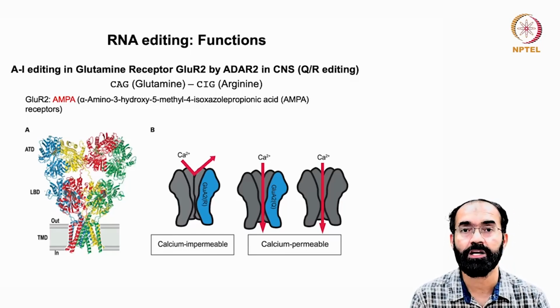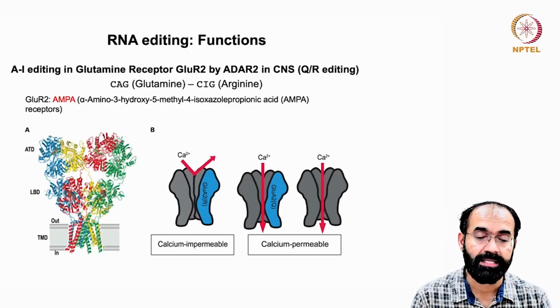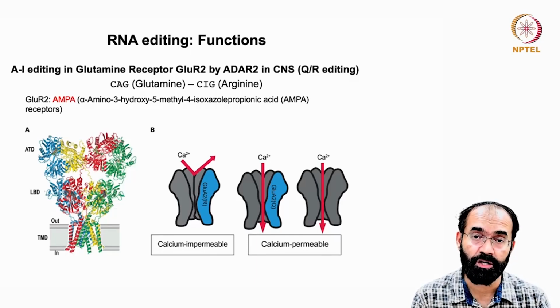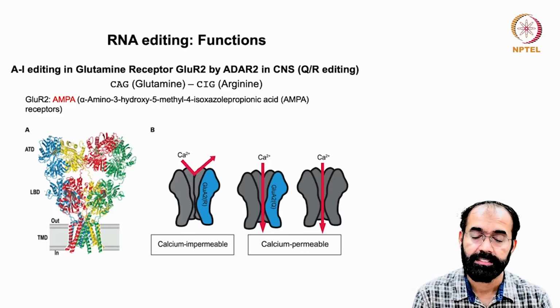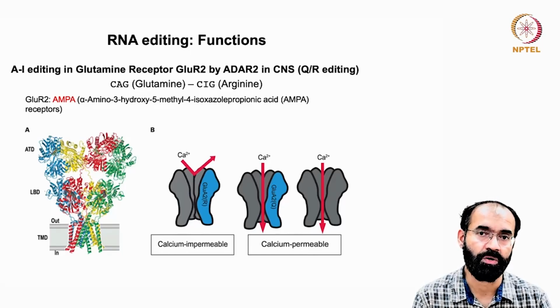Something similar logic applies when the arginine is present because of the mutation or because of the editing of the CAG to CIG. A is changing into inosine, and now you are having arginine. Then it allows sodium, but calcium is not welcome. And if such an editing did not happen, calcium also is welcome. So calcium permeability is a decisive factor for whether or not this alteration is welcome.